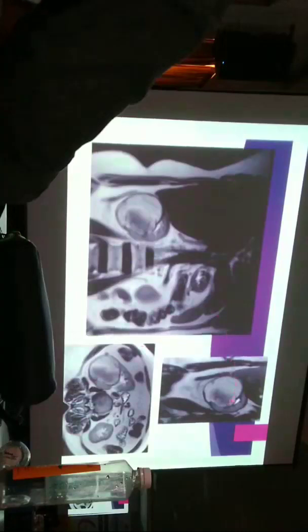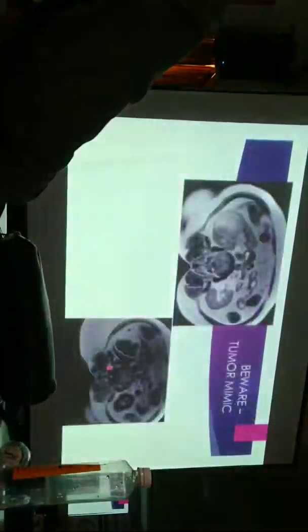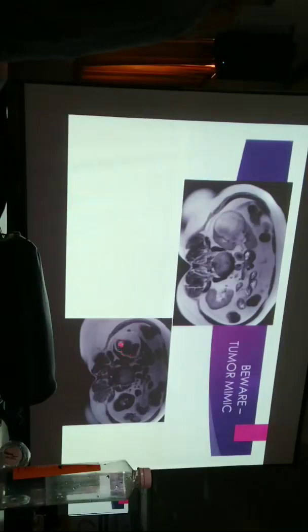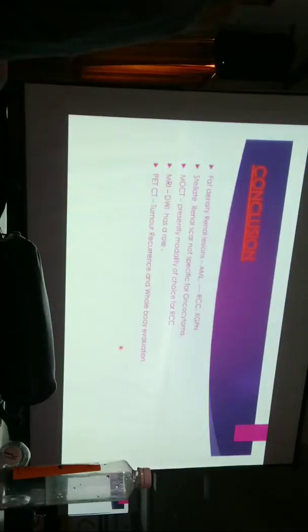Again, there is another cystic appearing lesion on the right. It looks quite complex with a slightly thickened capsule, and again this is appearing hyperintense in T1. This is a complex cyst which should not be mistaken for a tumor.